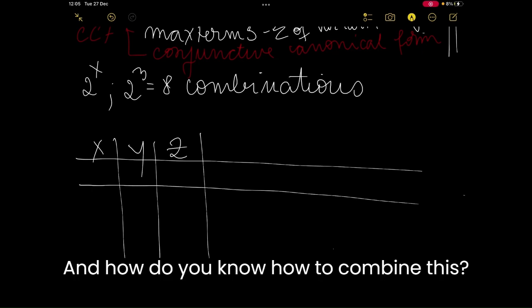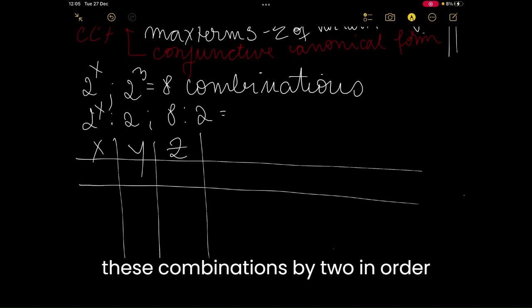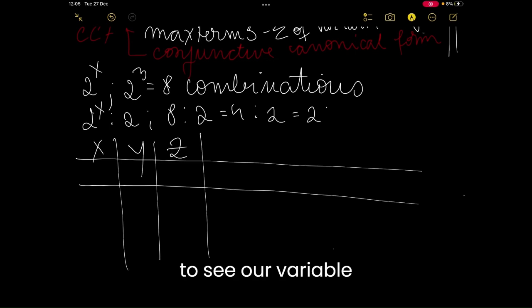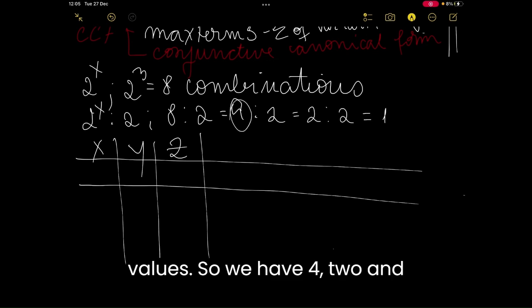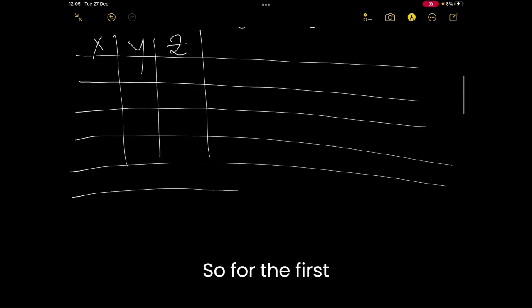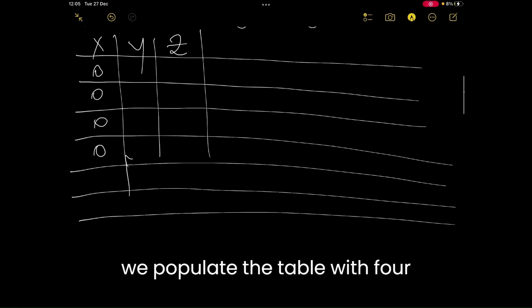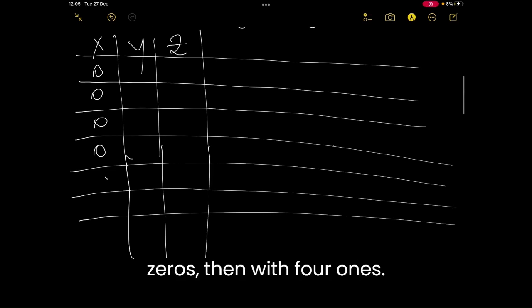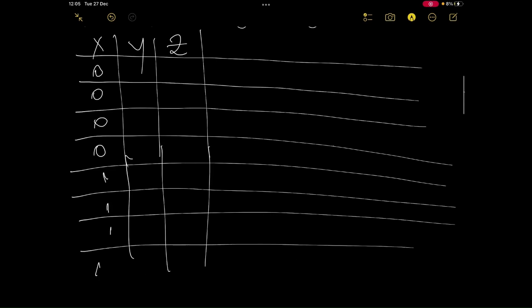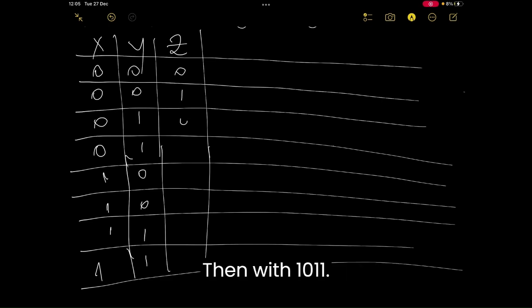And how do we know how to combine this? Well, we repeatedly split these combinations by 2 in order to see our values. So we have 4, 2, and 1 repeatedly. So for the first, we populate the table with 4 zeros, then with 4 ones, then with 2 zeros, 2 ones, then with 1, 0, 1, 1.